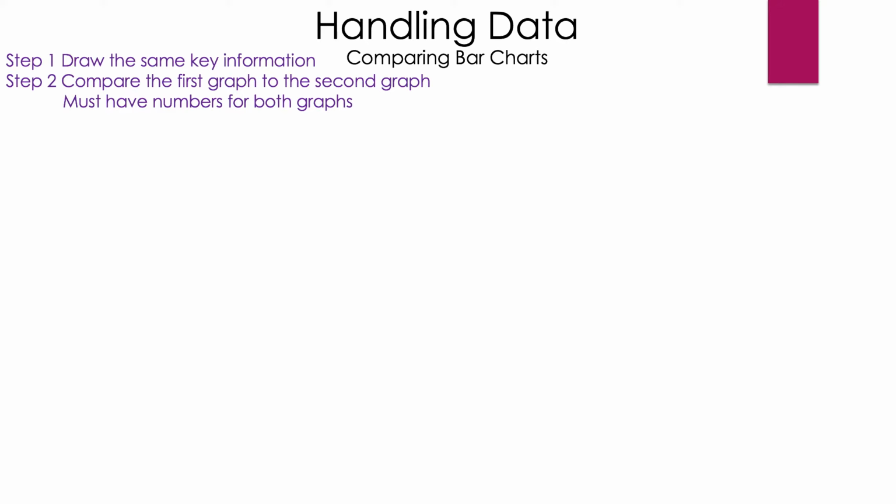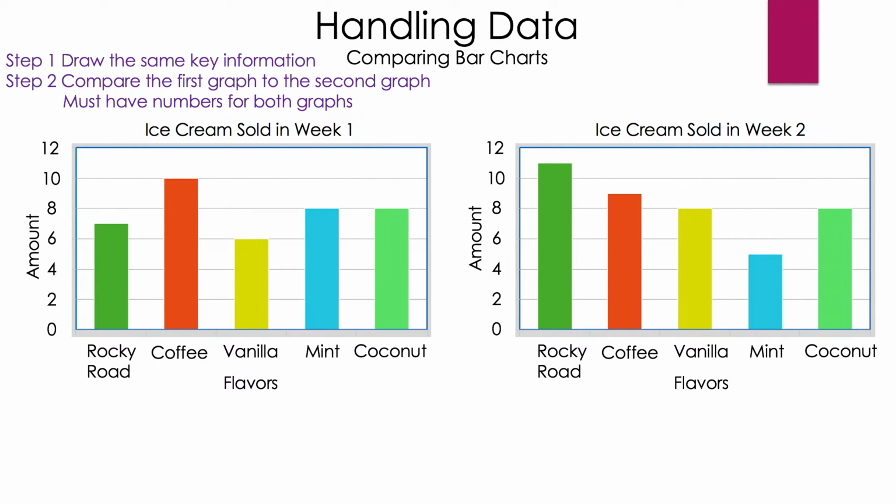So if you follow these steps, you'll be golden. Step 1, draw the same key information. Step 2, compare the first graph to the second graph. And you must have numbers for both graphs in your sentence. So here we have the two charts or two graphs.